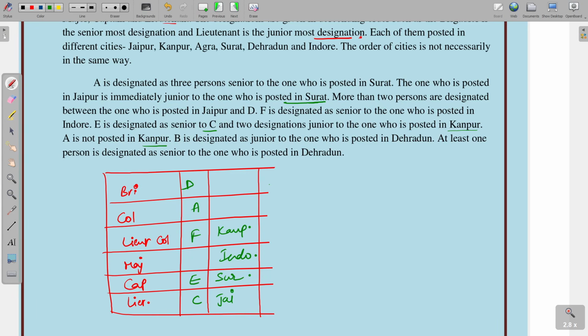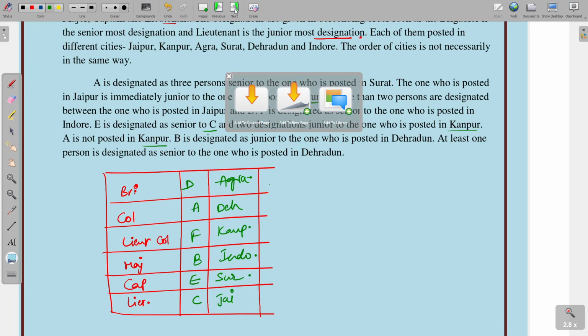B is designated as junior to the one who posted in Dehradun. So here B is placing, and at least one person designated as senior of the one who posted in Dehradun. Okay, only two places we left here, Dehradun, and remaining place, that is Agra, is placing here.